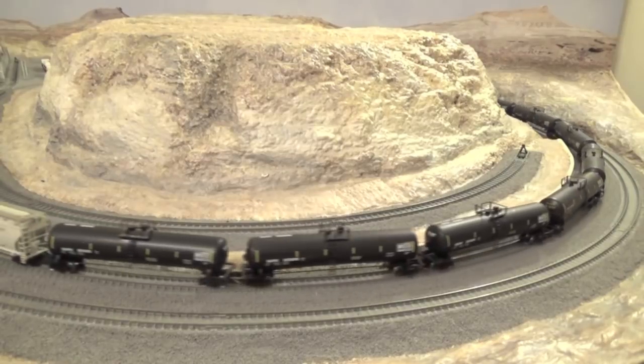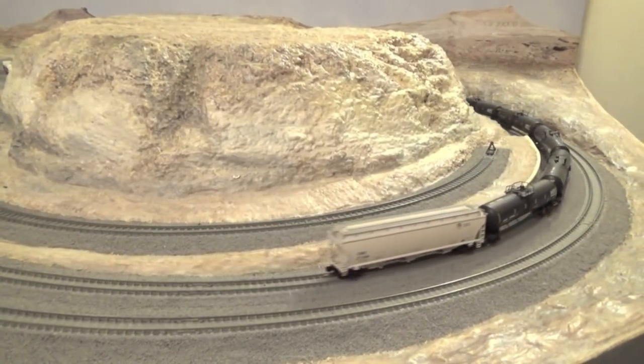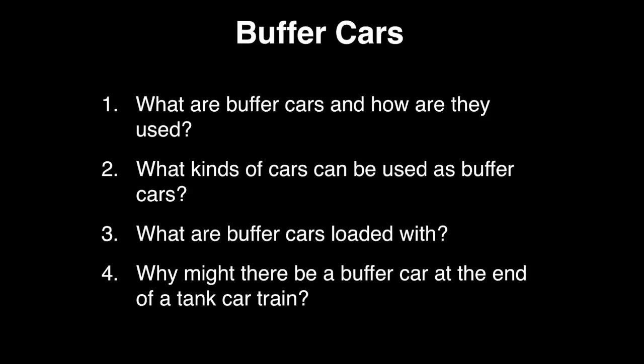I have also heard that buffer cars can be placed at the end of tank car trains in case of a rear-end collision. Here then are the 4 questions that I posed in this video. What are buffer cars and how are they used? What kinds of cars can be used as buffer cars? What are buffer cars loaded with? And why might there be a buffer car at the end of a tank car train?